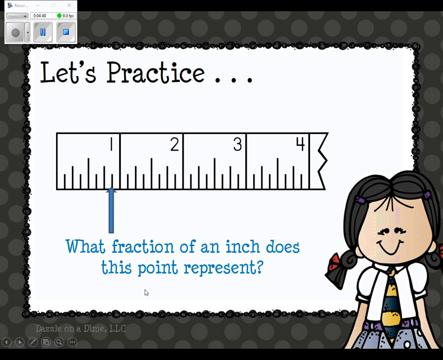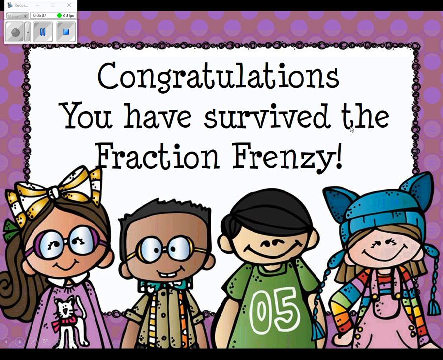All right. What fraction of an inch does this point represent? Well, now you can see that I've taken my inch and I've split it into more parts. So let's count those first. 1, 2, 3, 4, 5, 6, 7, 8. There's 8 parts, and this, of course, is always 0. So which one am I at? I'm pointing to 7/8. So this is 7/8. That's what we're going to write down on our paper.